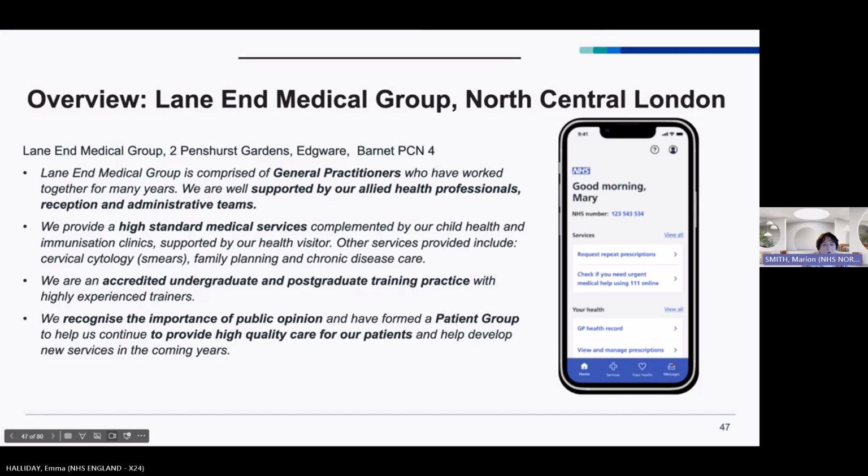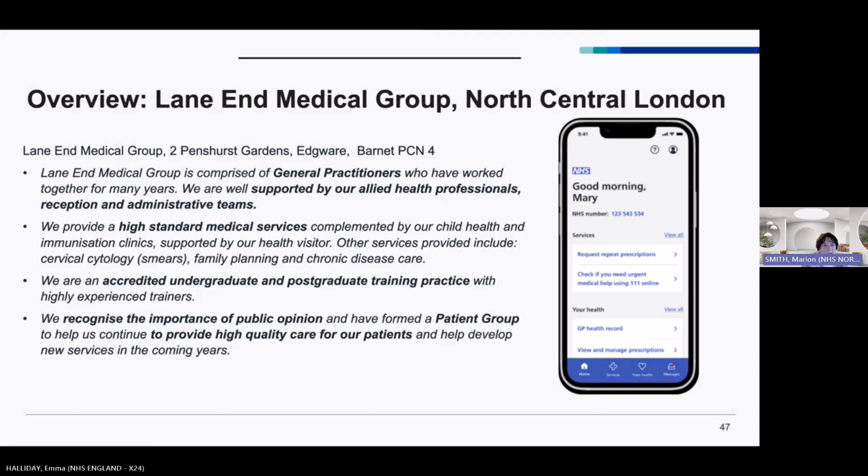So just to give you an overview of who Lane End Medical Group is. They're a general practice, general practitioners who have worked together for many years, supported by their allied health professionals, reception and administrative teams. They provide high standards of medical services, and you can see the range of services there, and they've been rated as good by the CQC. They're also an accredited undergraduate and postgraduate training practice, with highly experienced trainers.